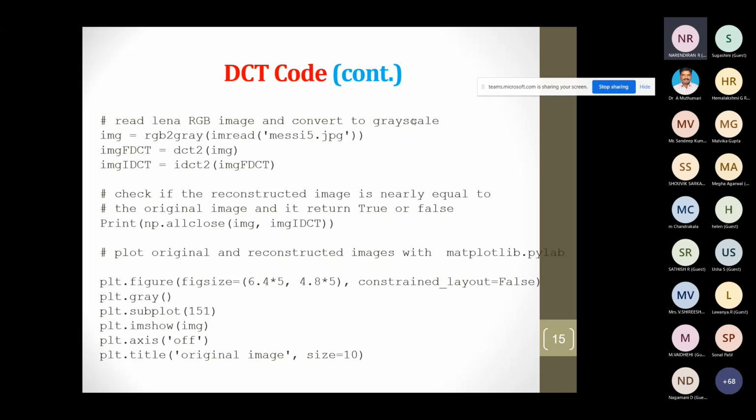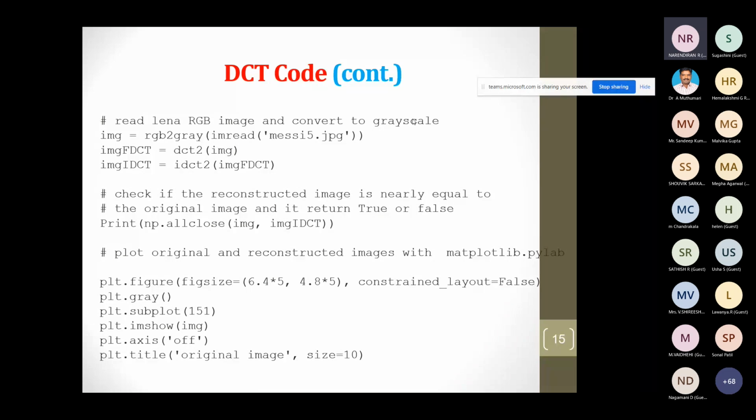np is nothing but numpy, right? Now np.allclose function. allclose is the function name. Within that, I'm going to say img comma img IDCT, right? I want to check whether the reconstructed image and the original image are same or not. If it is same, it is going to return true. Otherwise, it's going to return false. That's the major thing about allclose.